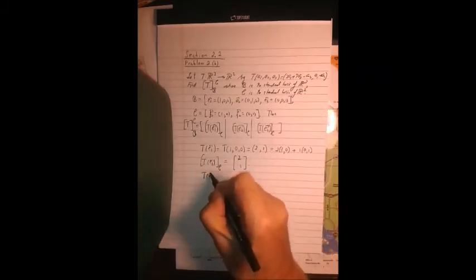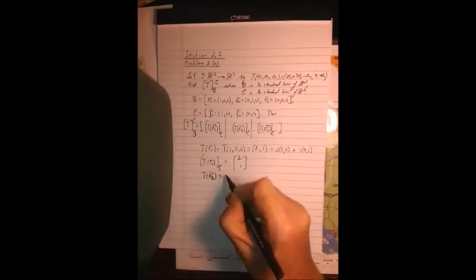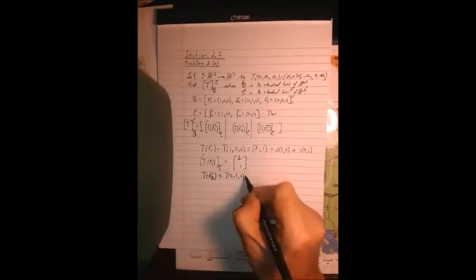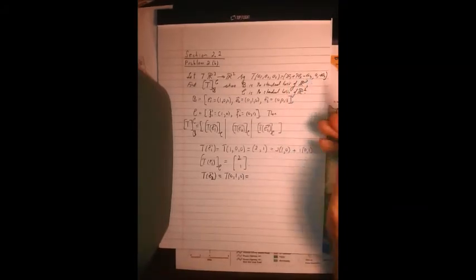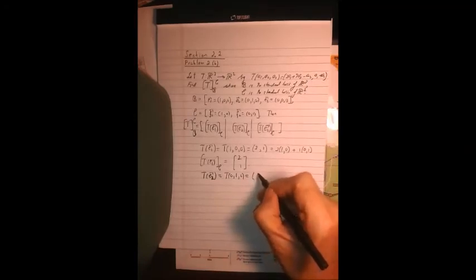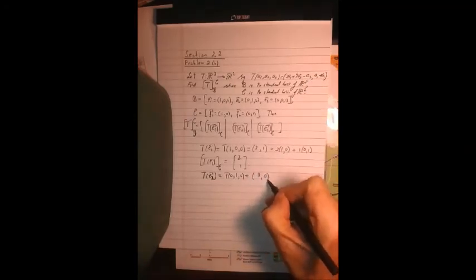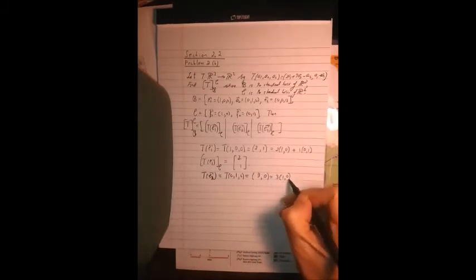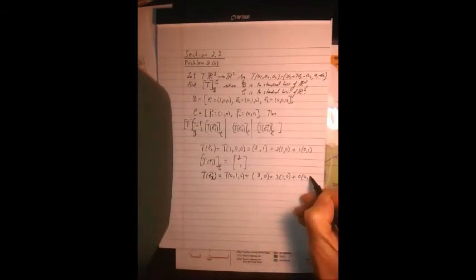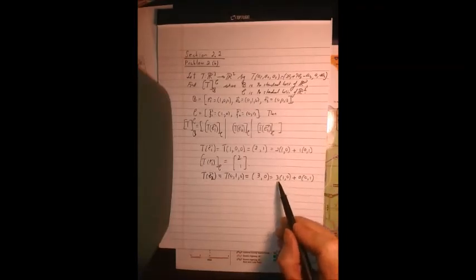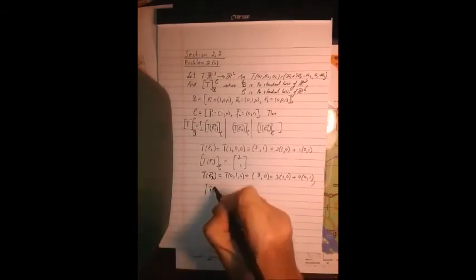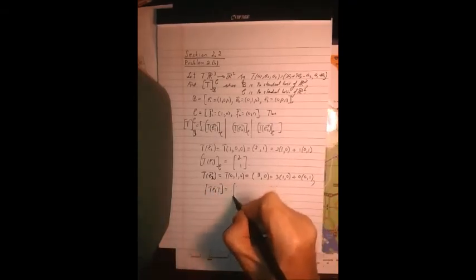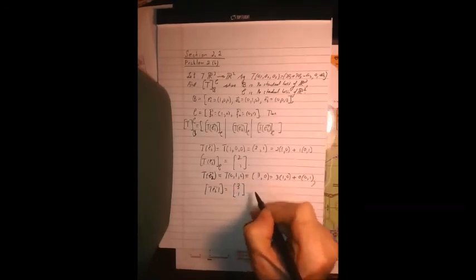Okay, so the next one is T of e2, which is T of (0, 1, 0). Now this time we put a1 equals 0, a2 equals 1, and a3 equals 0, and we obtain the vector (3, 0), which in terms of our standard basis is 3 times (1, 0) plus 0 times (0, 1). And that means the coordinate vector of this one is the vector (3, 0).